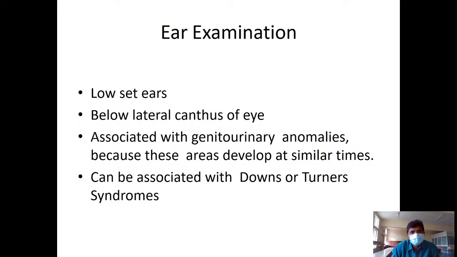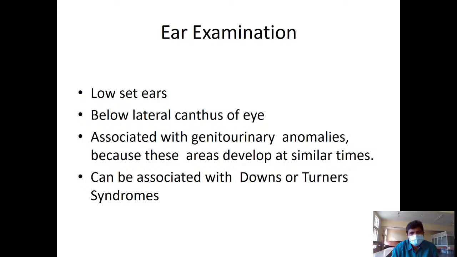There are certain differential diagnoses for low set ears, like when you have Down syndrome you can have low set ears. Down syndrome and Turner syndrome can have low set ears. Those who have ear anomalies usually have genitourinary anomalies, because the ear and genitourinary system develop at the same time. So when one is getting affected, the other also will get affected.